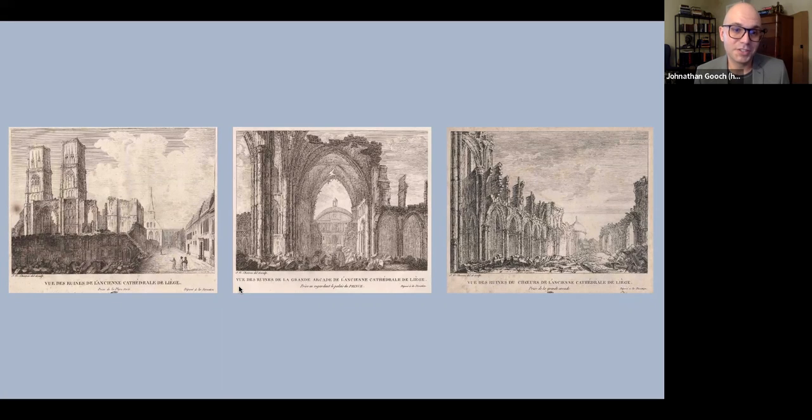It was demolished, and you can see there in the pictures what it looks like after being demolished. And interestingly, the lead from the roof was actually used to manufacture weapons. So that's another tragic bit of this story.